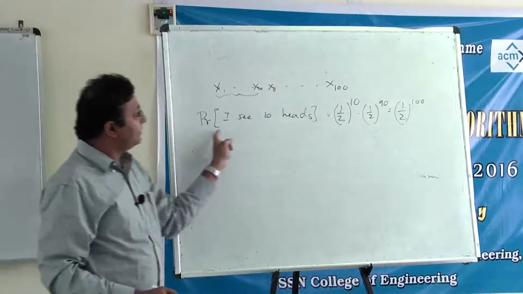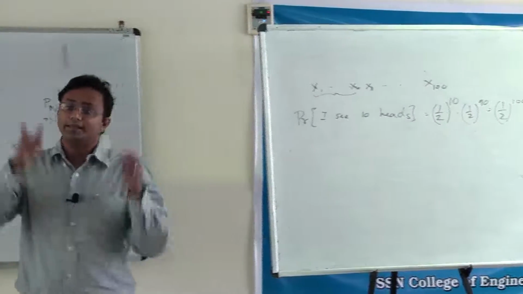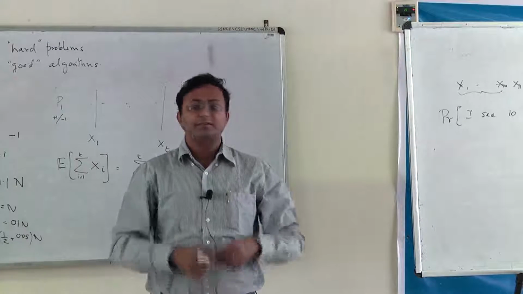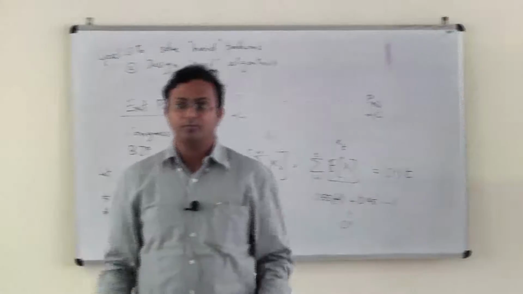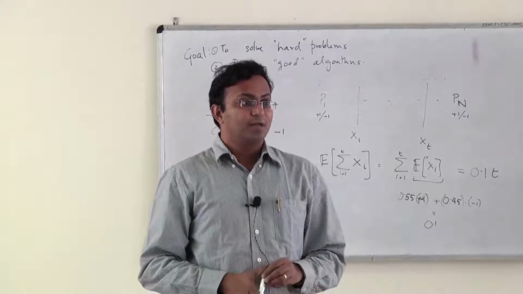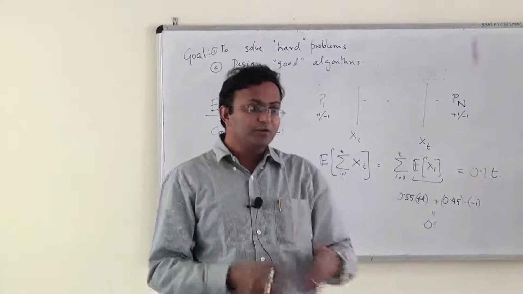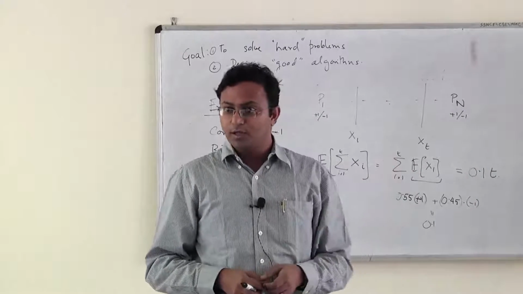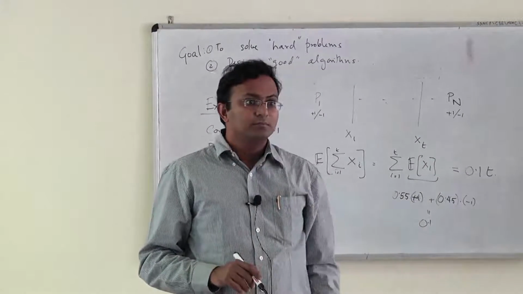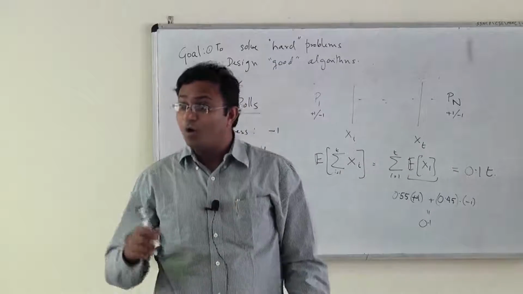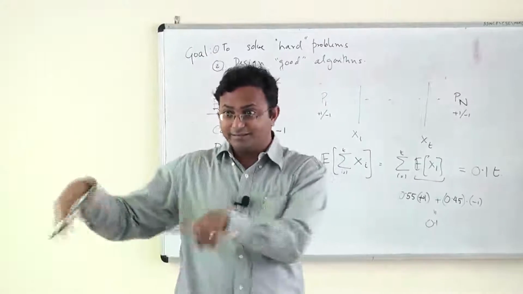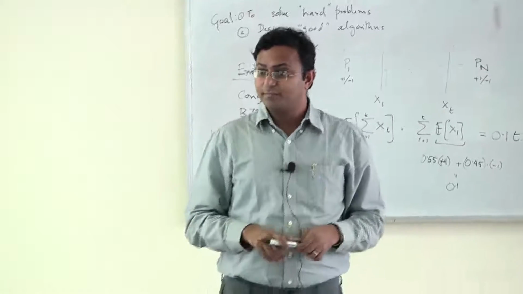But that is not the probability that I see 10 heads. This is the probability that I see 10 heads in the first 10 things. What is the probability that I see 10 heads overall? I had fixed you 1 to 10, correct? Instead of 1 to 10, I could have fixed you 2 to 11. I could have fixed you 1, 3, 5, some 10 number of them. All of them will be 1 half power 100, but how many such chunks can be there?